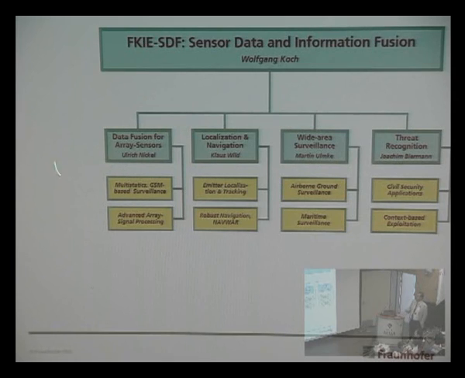We have a research group, data fusion for array sensors. This is related somehow to the lower levels of information fusion. We have localization and navigation, wide area surveillance, and threat recognition. And during my lecture, I will actually take examples from our ongoing work in these departments. Actually, we have about 50 to 60 persons working there.